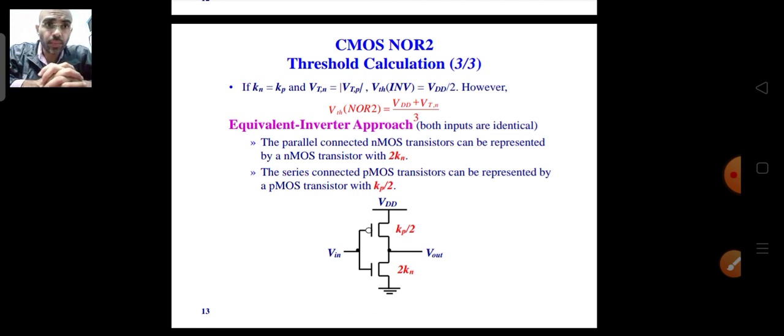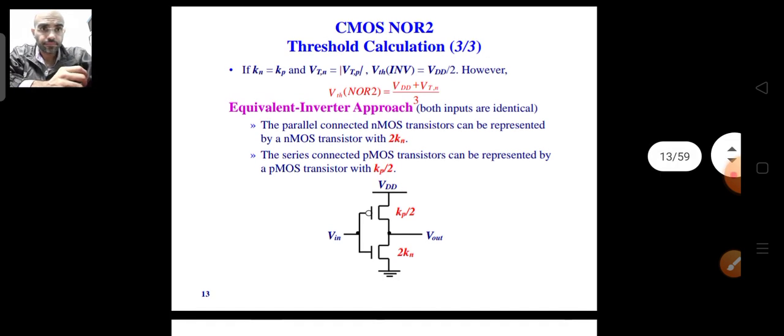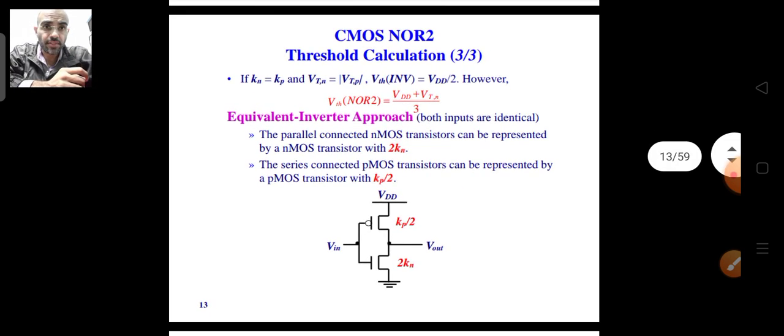Now for the case when your Kn is equal to Kp, that is, when Vtn is equal to Vtp, if you find this VTH of NOR gate, in such a case the VTH of NOR gate will be (VDD plus VTN) by 3. And we have assumed that our VTN is equal to VTP. This is the case of your symmetrical inverters, right?